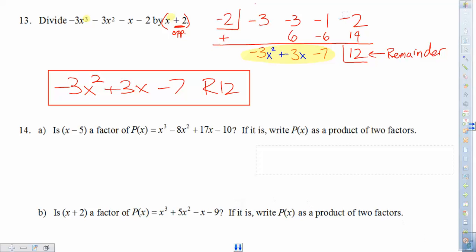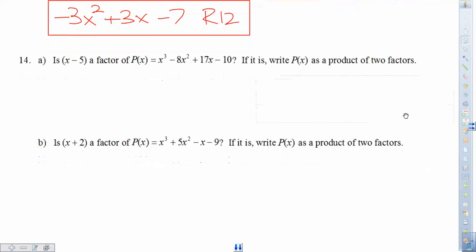Okay? Now these two problems, is it a factor? Well, a linear factor would actually be a factor if when you do division, you end up with a remainder of 0. So we do the exact same thing that we just did above. See how that's a negative 5, so we'll put a positive 5 here. Look at those coefficients in front, so that'd be a 1, a negative 8, a 17, and a negative 10.